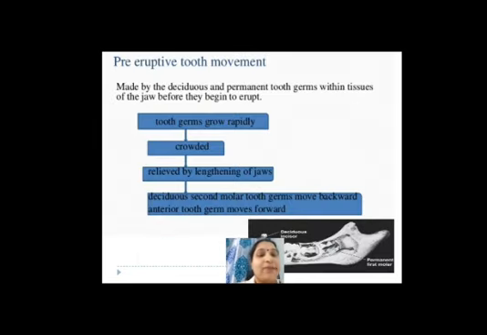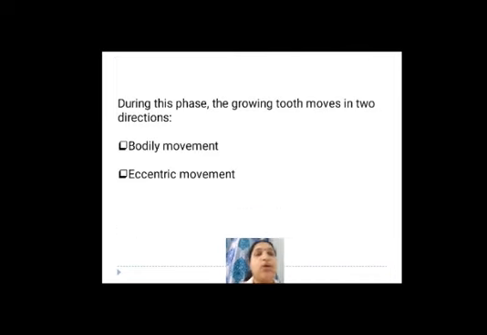So what will happen actually in pre-eruptive tooth movement? As I said earlier, it is a movement made by both the deciduous and permanent tooth germs within the tissues of the jaws before they begin to erupt. Within the jaws, all the tooth germs will grow rapidly and then they will become crowded. This crowding will be relieved by the lengthening of jaws, and the deciduous molar tooth germs will move backward and anterior tooth germs will move forward and also the jaws will begin to lengthen.